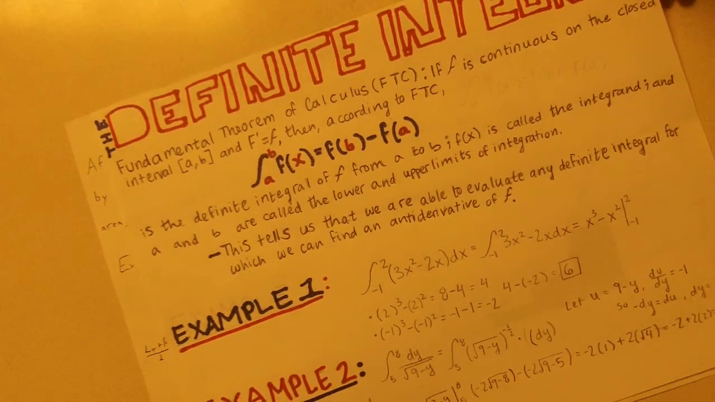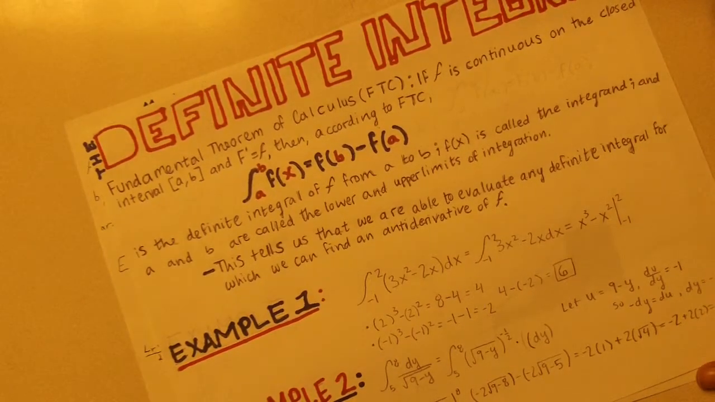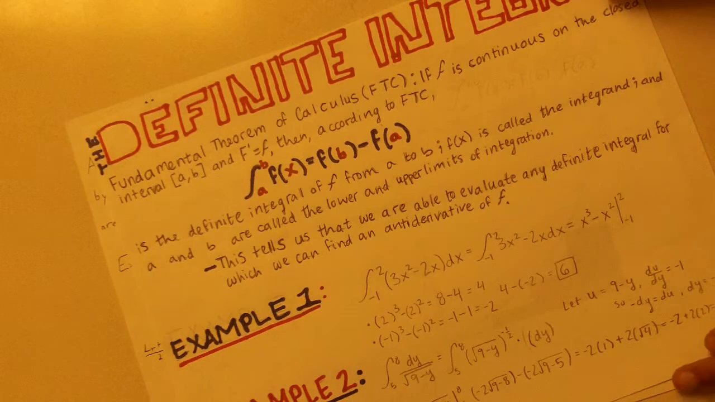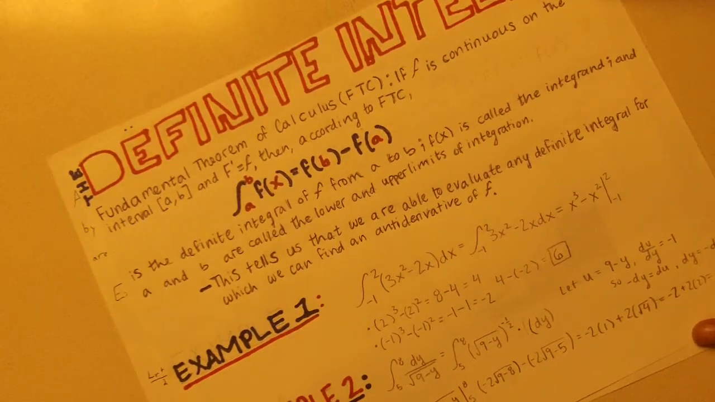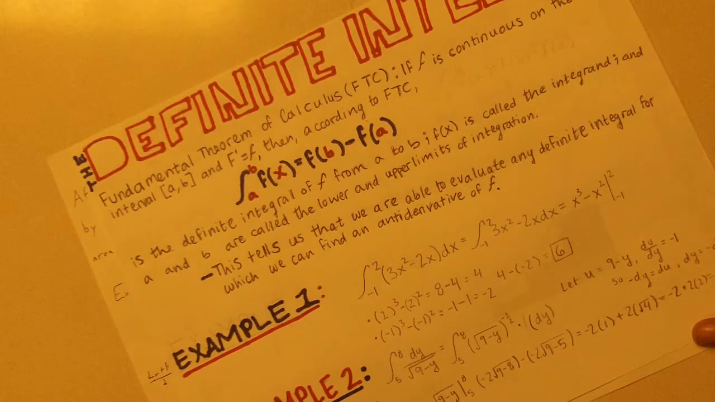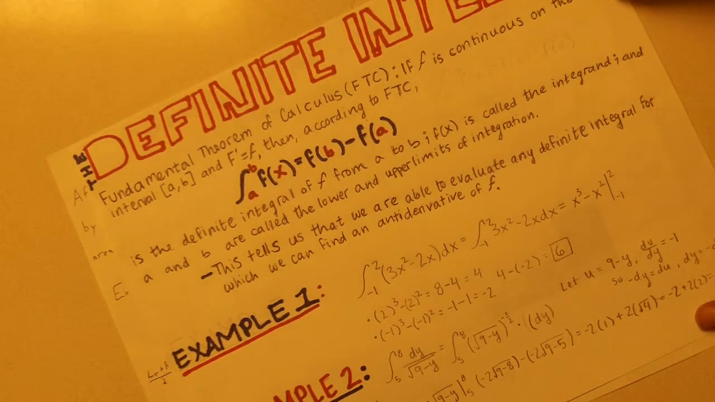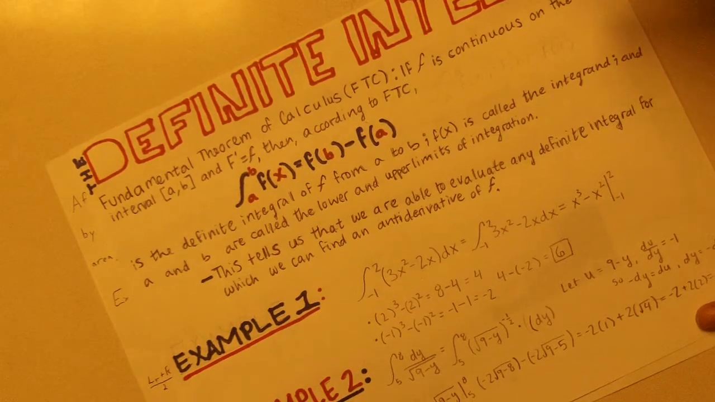So the first example starts off with the integral of 3x squared minus 2 dx on the interval -1 to 2. So then you would solve that to x cubed minus 2x on the interval of -1 to 2. So then you would just input those values, and you would get 4 for 2 and -2 for -1. So then you would just subtract -2 from 4 and get 6. And then there's the second example. I'm not going to go into it.